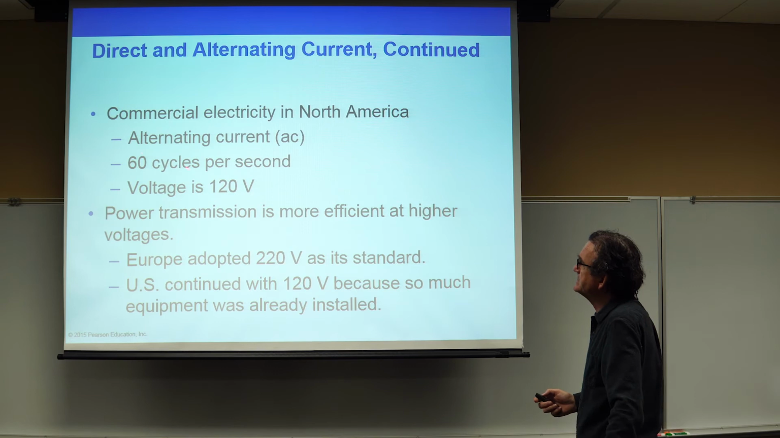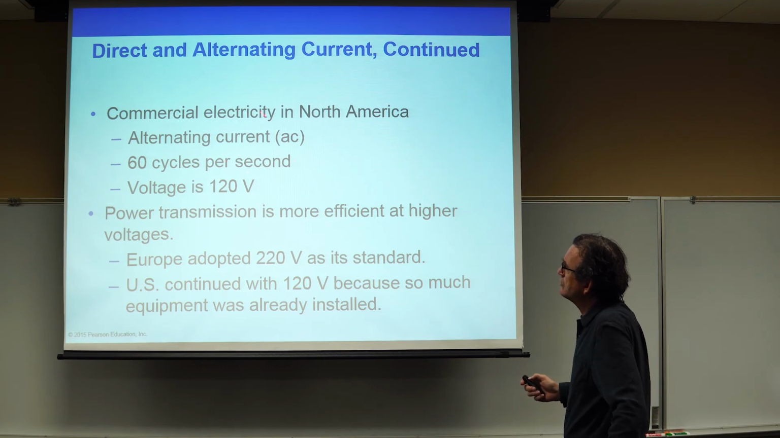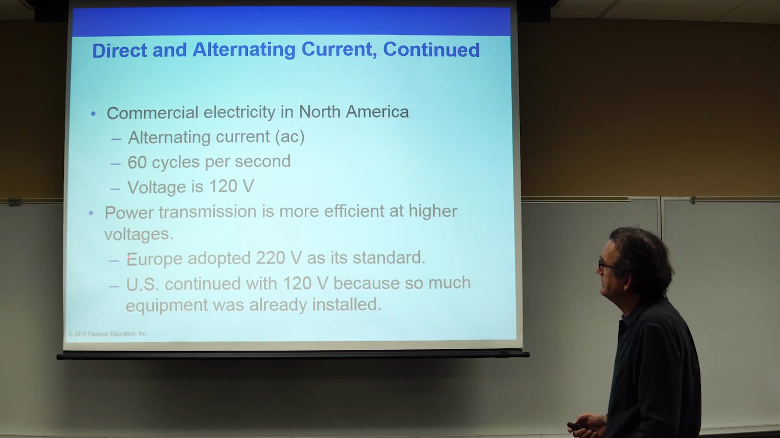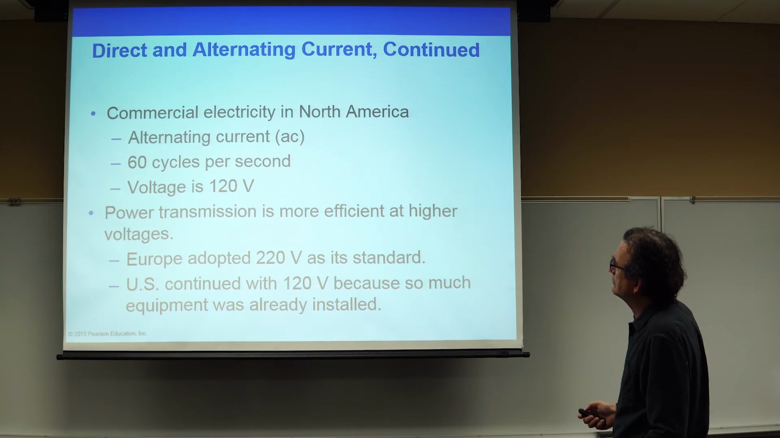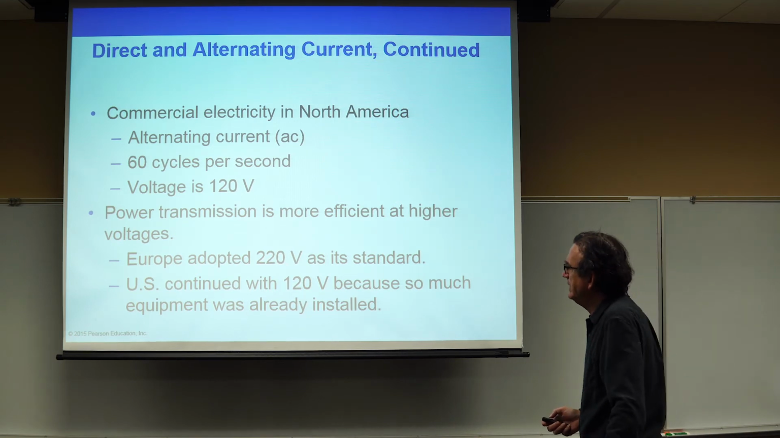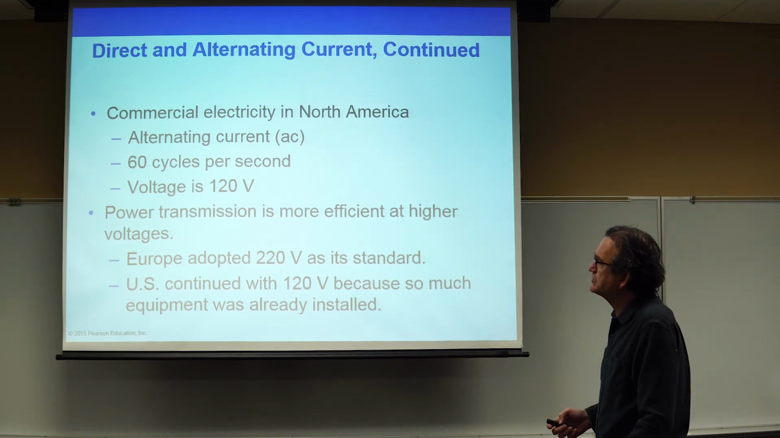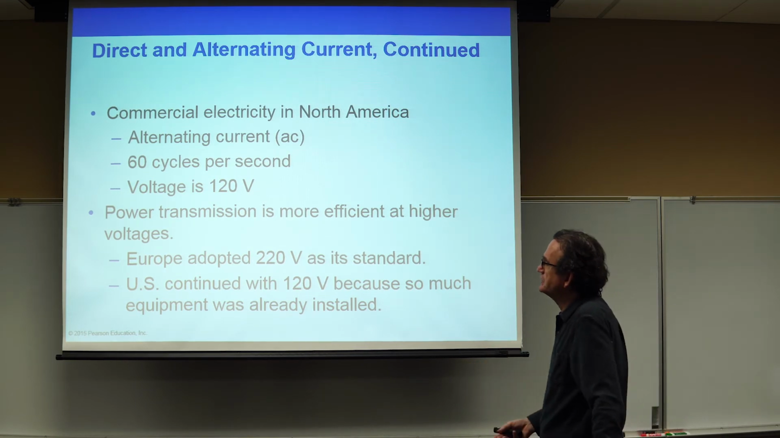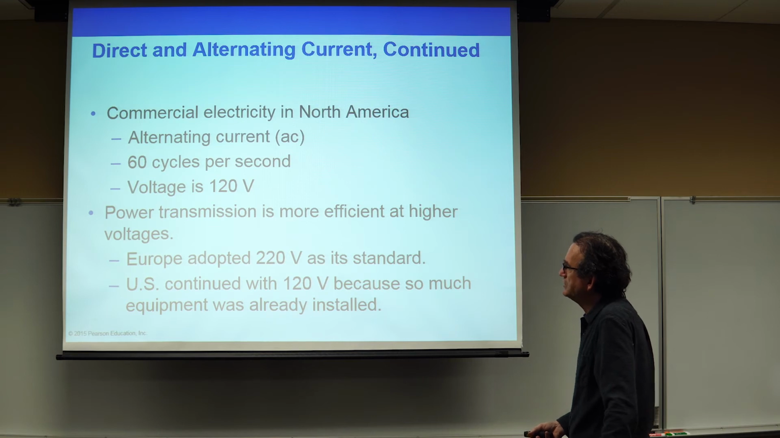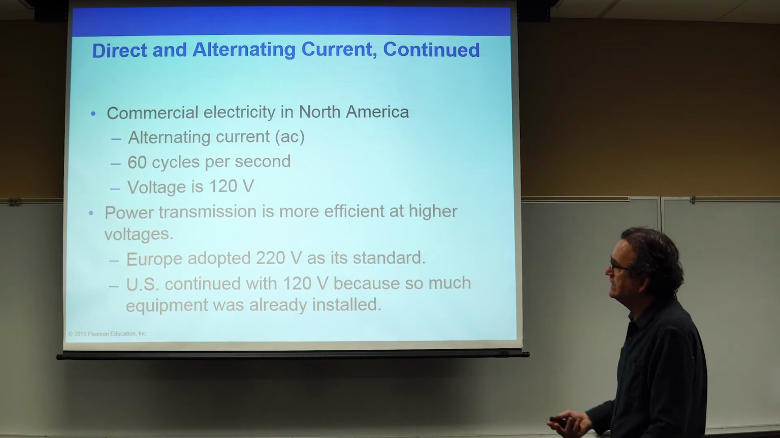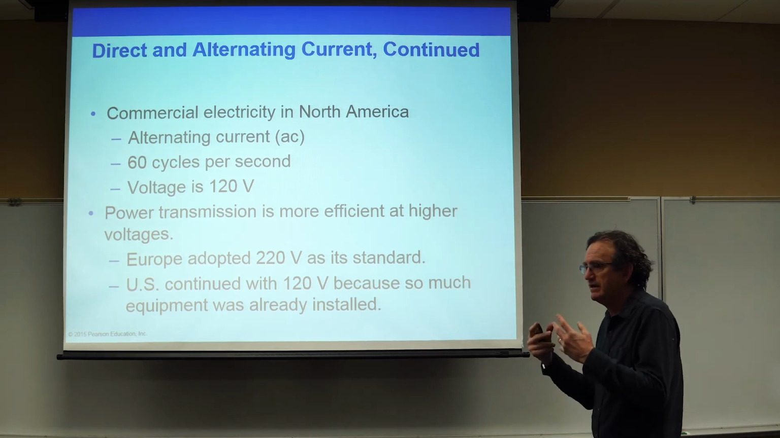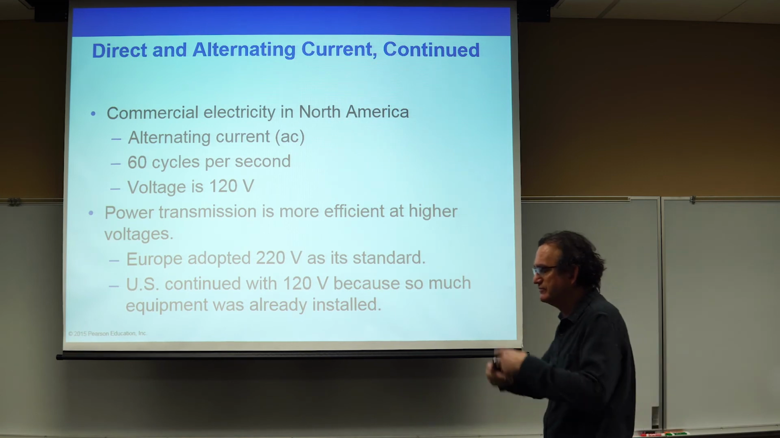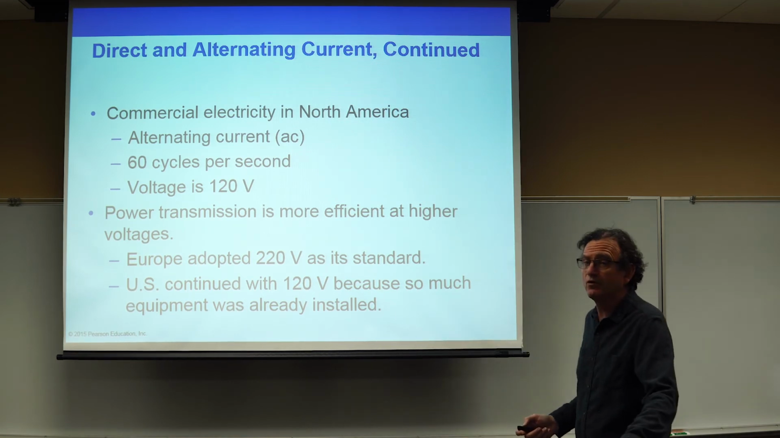And this happens at 60 cycles per second. And this is, of course, where we get our power. In Europe, they've adopted 220 volts as the standard. And by the way, as a result, the current that is generated in those devices is quite a bit smaller than ours. So we'll learn in the next slide that power, which is what we need to make something hot or bright or do what we want, is really the product of voltage times current.